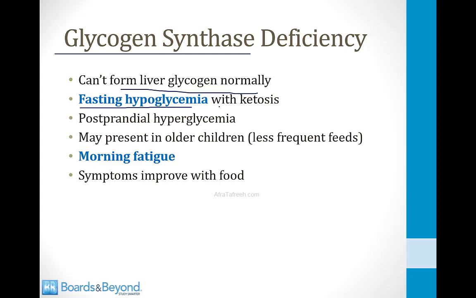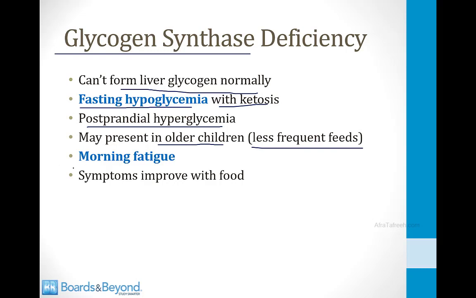They will also develop ketosis with fasting because they will begin to metabolize fatty acids. In addition, children with this condition develop hyperglycemia after they eat. This is postprandial hyperglycemia because the liver is not taking up glucose as it should and converting it into glycogen. In order to recognize this condition in board questions, you want to remember that it can present in older children who feed less frequently than newborn babies. Newborn babies often nurse frequently, so they never fast for very long, and therefore this condition may not become apparent until the child is older.